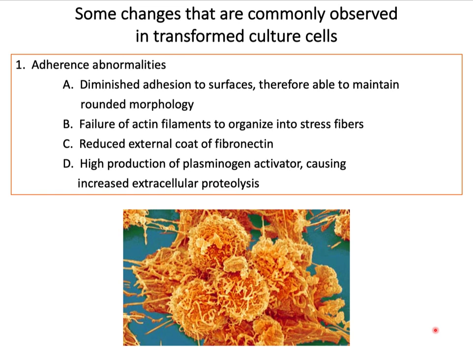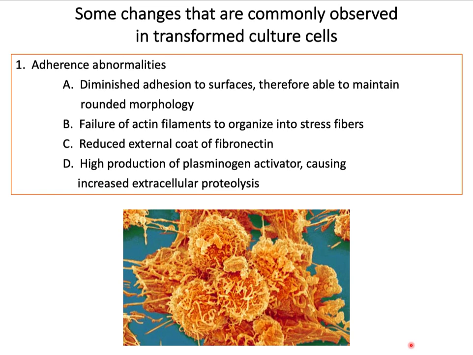So on this slide, and in the slide after this one, I have listed some of the changes that are commonly observed in tumor cells. And I group them into two categories. The first category right here is the adherence abnormalities. So you have diminished adhesion to surfaces, and that's why these cancer cells or transformed cells are very rounded, because they are not adhering very tightly to whatever surface they are growing on. And they don't exhibit contact-mediated inhibition. So once they touch each other, their growth does not stop. They just start growing and piling on top of each other.